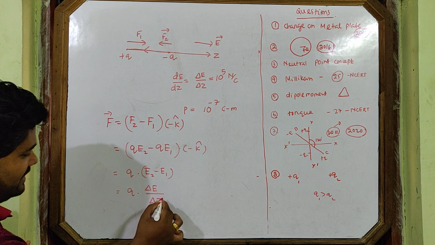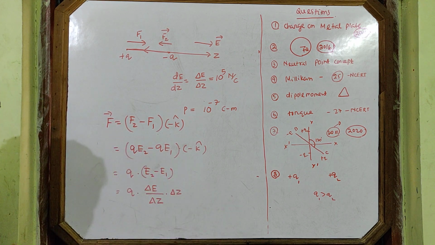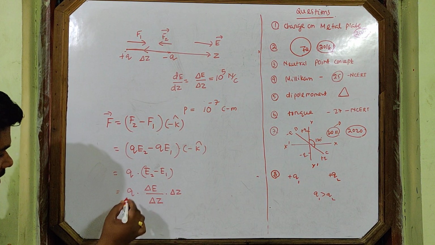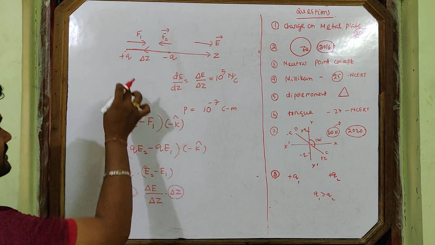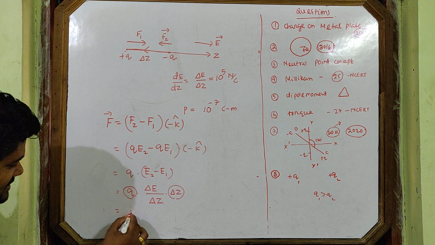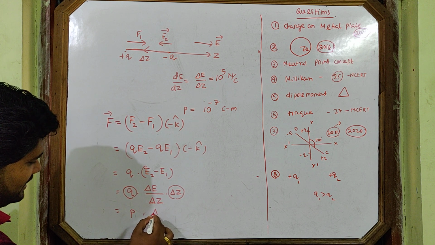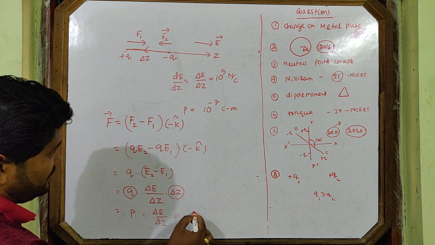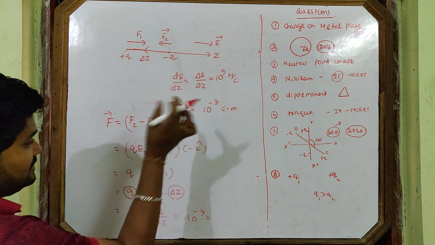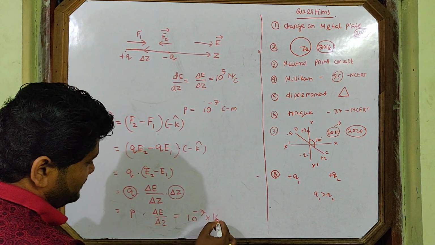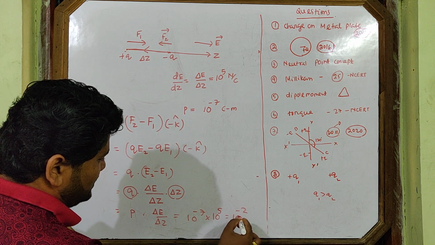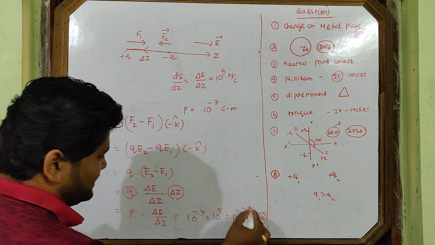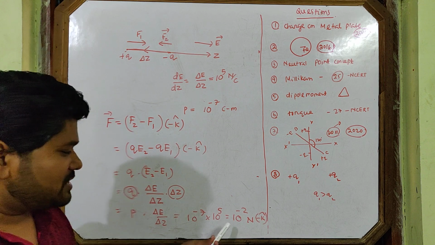Now do one thing: divide by del z and multiply by del z. Suppose this to this distance is del z. Q into del z, charge into distance of separation, is the dipole moment, into del E by del z. The dipole moment is 10 to the power minus 7, and del E by del z is 10 to the power 5, so you get 10 to the power minus 2 Newton along negative z direction, minus k cap. This is the force acting on the dipole.